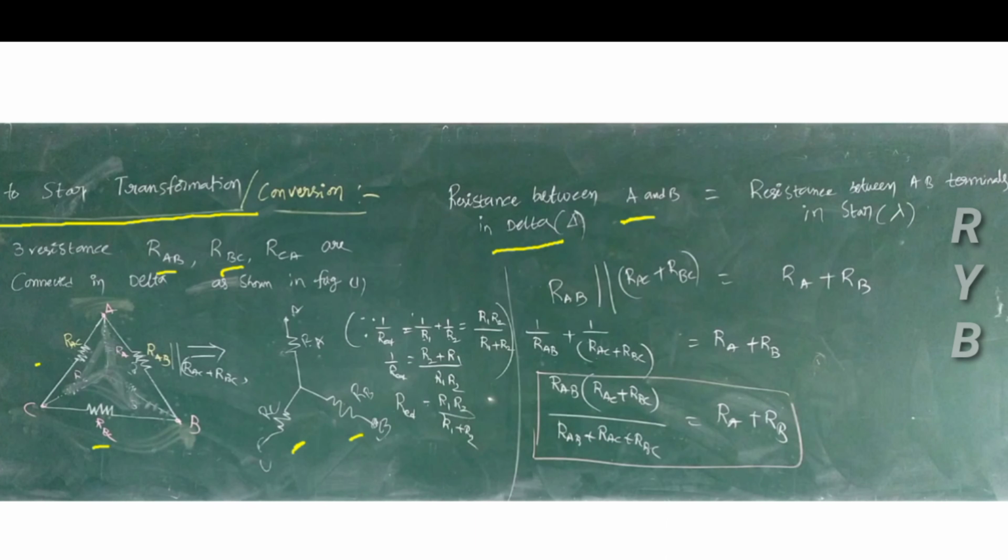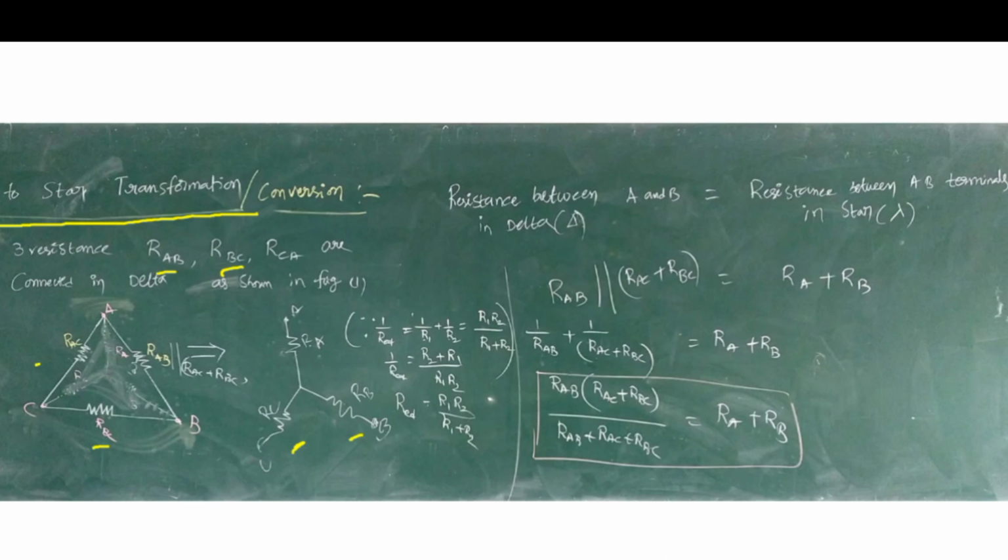RAB is in parallel with the other resistances RAC and RBC. One thing we have to remember: when resistances are connected in parallel, 1/R equivalent equals 1/R1 plus 1/R2, that is R1 R2 by R1 plus R2. That is the actual formula for resistances connected in parallel. Similarly, when resistances are connected in series, it is R1 plus R2 plus R3.